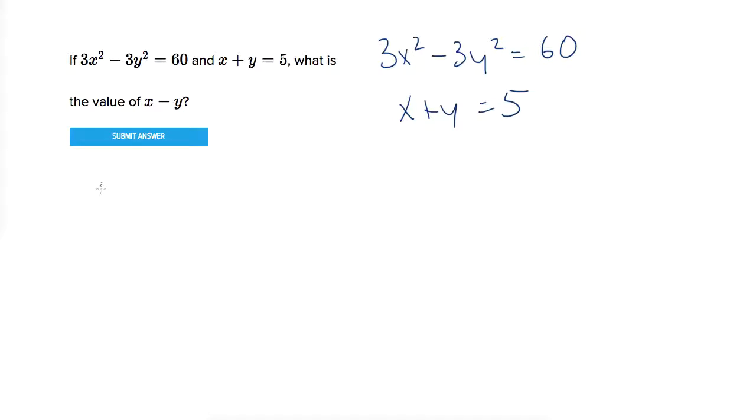So I'm actually going to note that right here. X minus y equals blank. Because I want to remember that's what I'm solving for. I'm not solving for x or y. Okay, so now what can I do here?